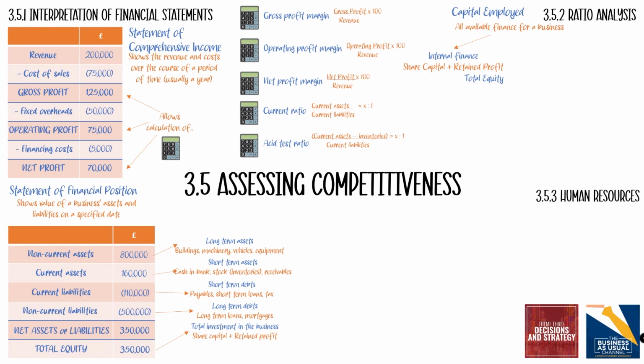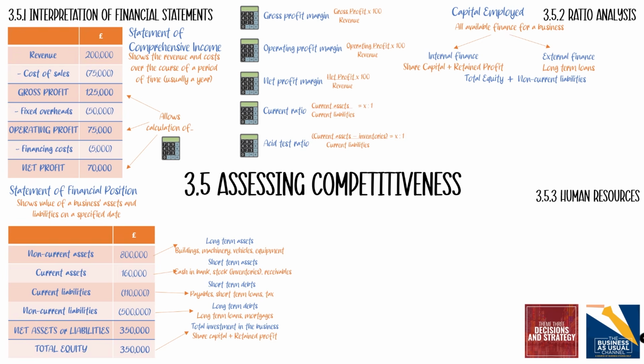And we know what a loan is called on our statement of financial position. It's called a non-current liability. So our external finance is our long-term loans, our non-current liabilities. So the calculation for capital employed is just those two added together. Total equity plus non-current liabilities equals capital employed.